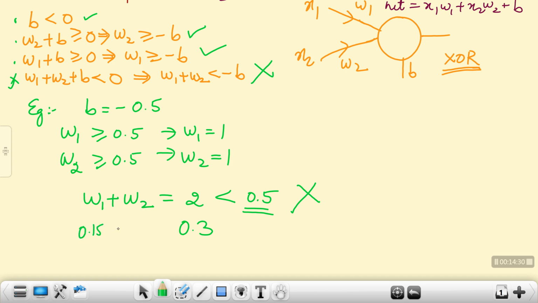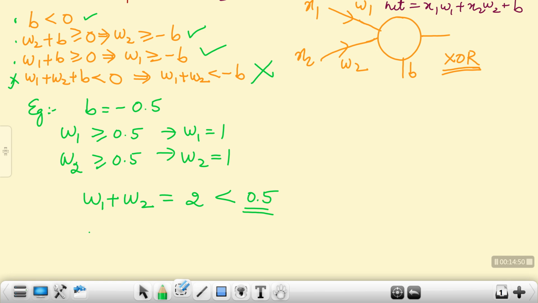So W1 is say 0.15, and W2 is say 0.15. But if this happens, then this condition will not get satisfied. This one, W1, has to be greater than or equal to 0.5. So that condition will not get satisfied. So it is not possible to satisfy all these conditions at the same time.